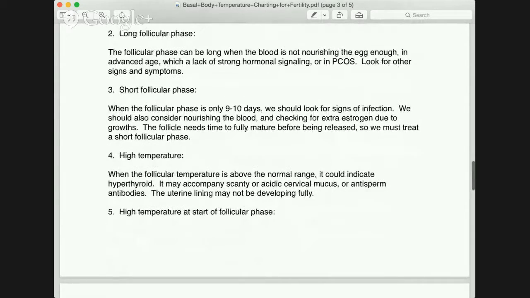Okay, what if it's a short follicular phase, only like 9 or 10 days? They're saying here to look for signs of infection. I wouldn't. I mean, I wrote this. I guess I'm saying that.